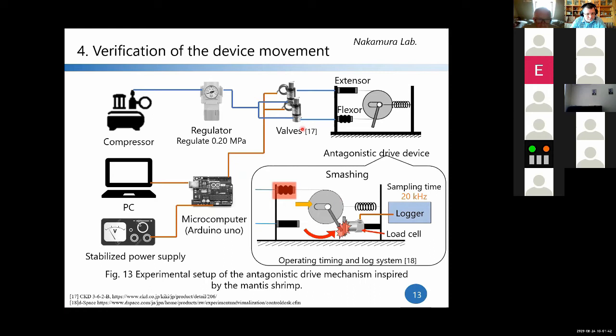First, the flexor was applied for 1.5 seconds. Then the rotation was fixed by the latch. Next, the flexor and extensor were applied for 1.5 seconds. Finally, rotation was released by the relaxation of the flexor, then smashing the load cell. The smashing force was logged by the logger at 12 kHz.